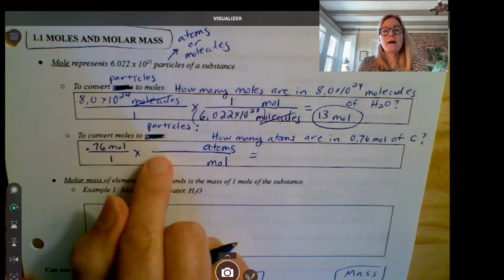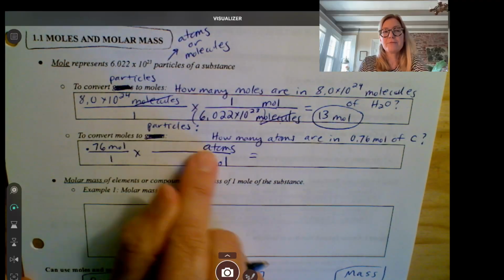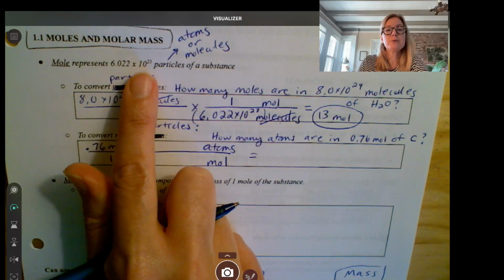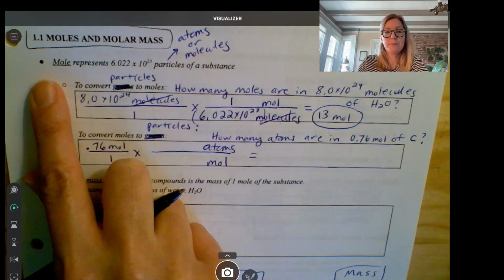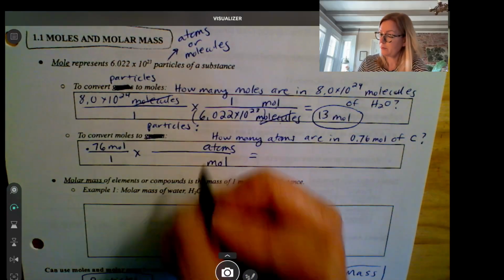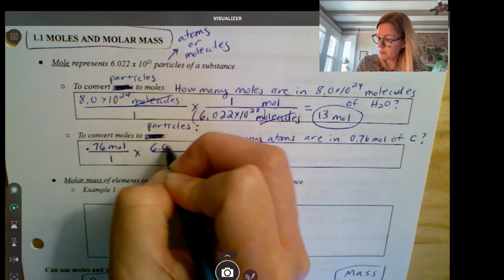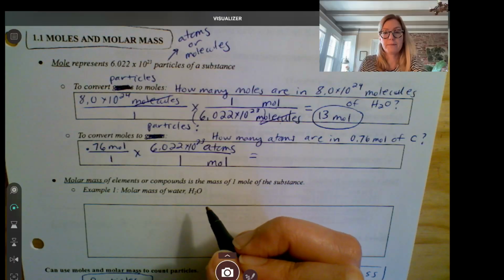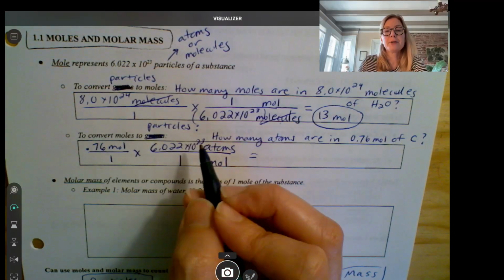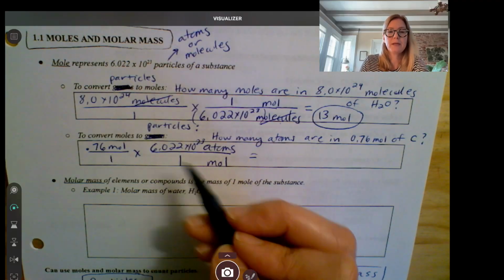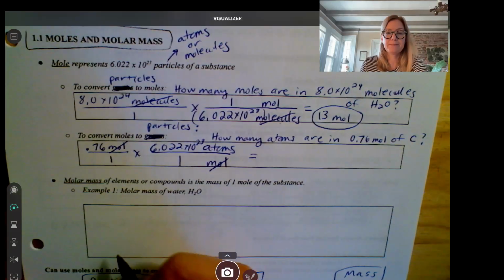Now we've got to make this conversion factor equal to 1. We've got to make the top and bottom equivalent. So we know there's 6.022 times 10 to the 23rd atoms in a mole. So the 6.022 times 10 to the 23rd goes where atoms is, which here is on the top. 6.022 times 10 to the 23rd atoms for every 1 mole. So the top and bottom are equivalent. This time the 1 mole is on the bottom, because we need moles to cancel out this time.